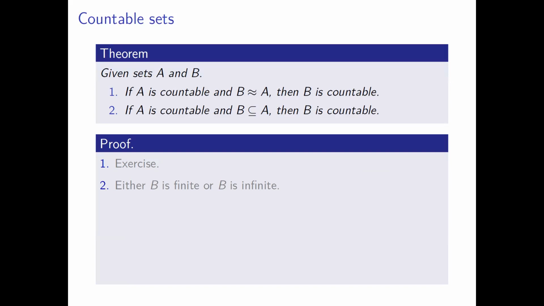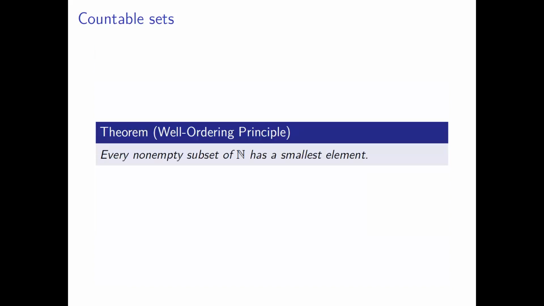For the proof of statement 2, we have two cases, namely, either B is finite or B is infinite. If B is finite, then B is countable and we are done. For the case where B is infinite, we will use the following property of the set of natural numbers, which is known as the well-ordering principle. This states that every non-empty subset of natural numbers must contain a smallest element.